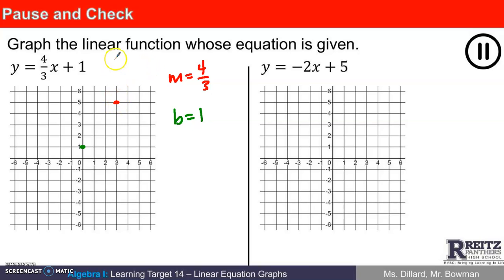The next point that hits that pattern is off my graph, but I could go back and do it backwards. I could go down 4 and left 3, and that point should work too. And the next one's going to be just a little bit off the graph, but we'll go ahead and make it 2. So this linear function should look something like this.